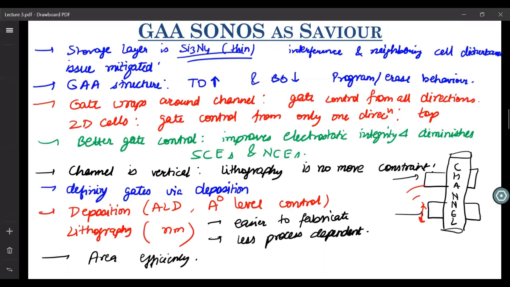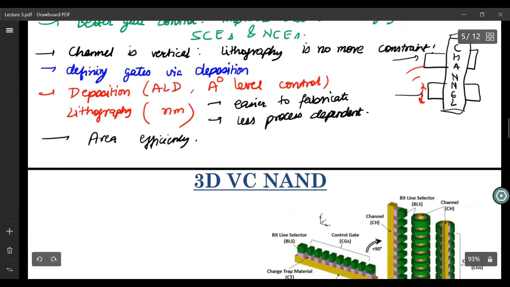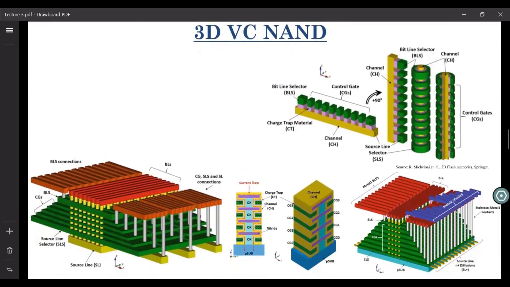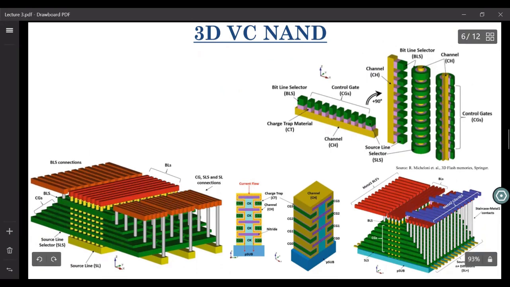With this discussion about the gate-all-around SONOS, especially in a vertical channel configuration, and its novel attributes, let us go ahead and see how we can realize this 3D vertical channel NAND, and look into the details. There are several ways in which you can stack NAND flash cells together. There are basically three approaches which are most common. So let me just write them. There are these three approaches.